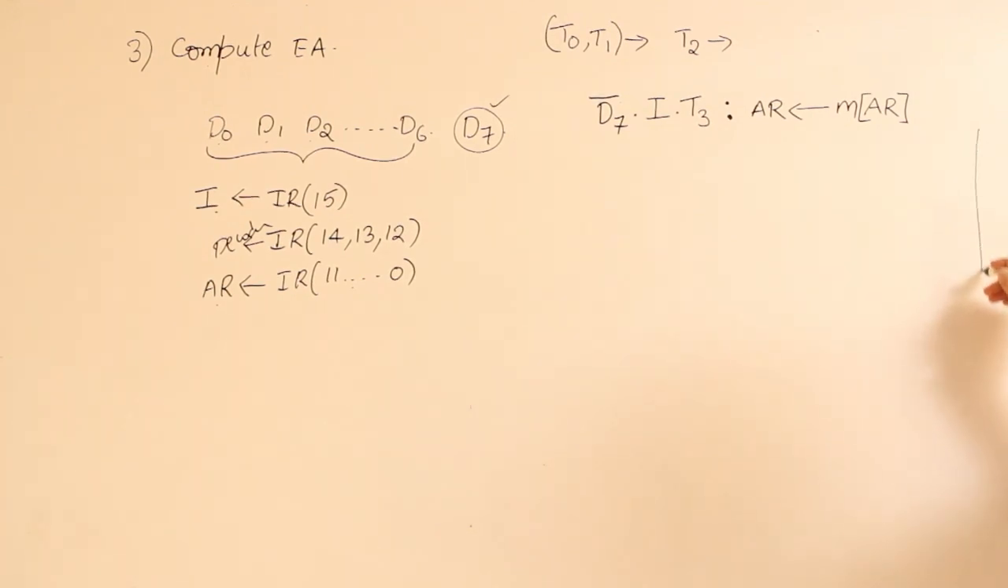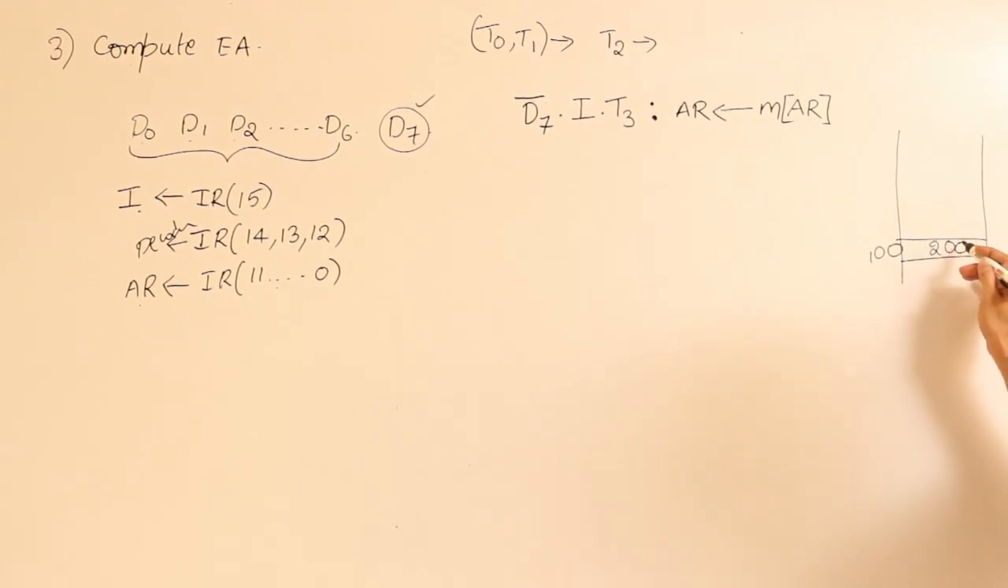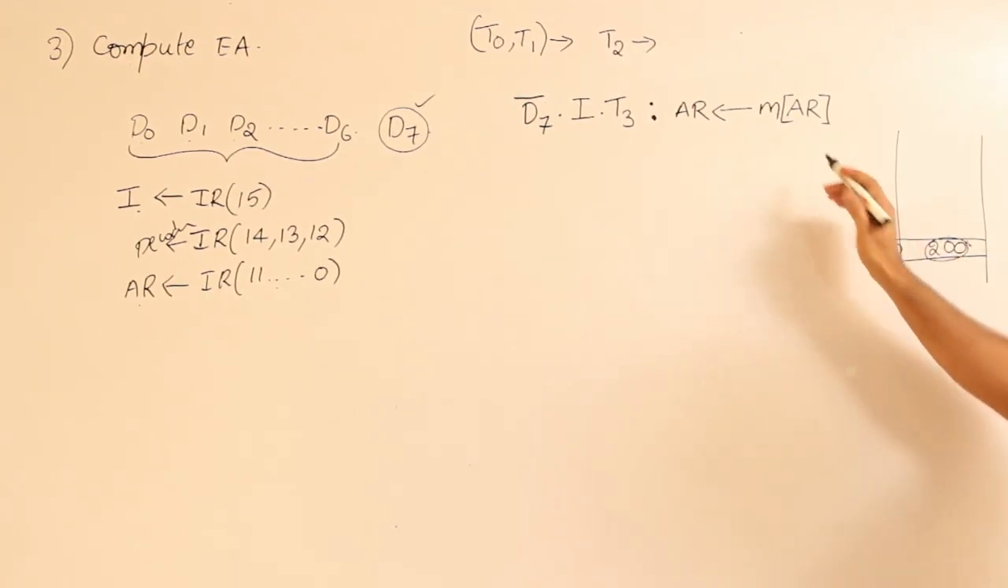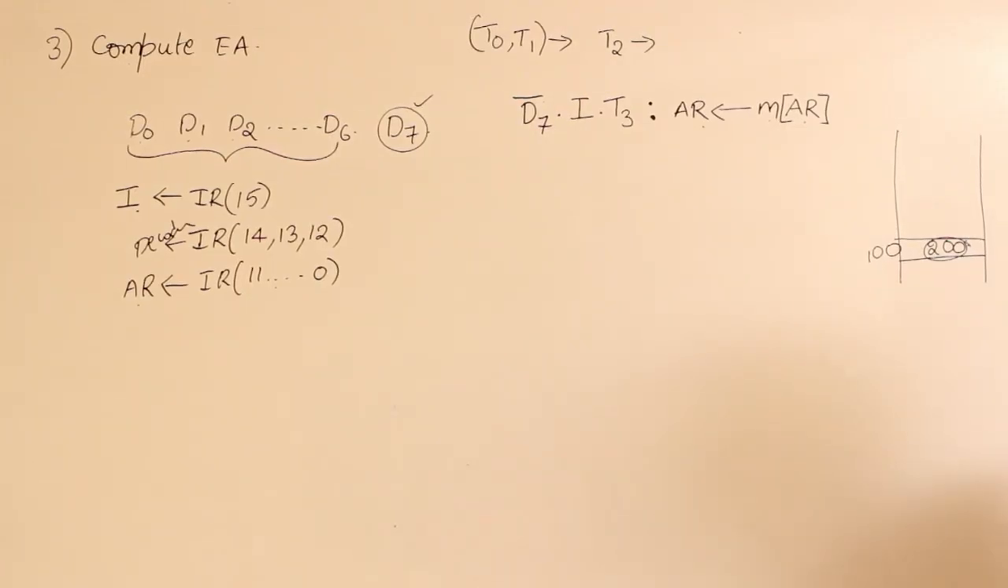So indirect addressing means, let us say the instruction has AR containing 100. Then we have to get the address which is present there, and this number has to be loaded. Therefore we go to the memory location pointed to by AR and load whatever is present there into AR.